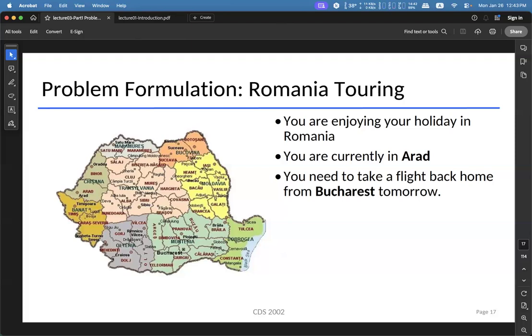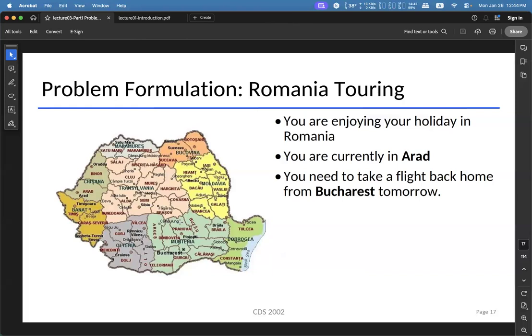As you can see here, the distance between Arad and Bucharest is very long, so there are many potential paths, many potential ways we can go to Bucharest. And the question that we want to solve is how to get to Bucharest if there is more than one path, from A to B.